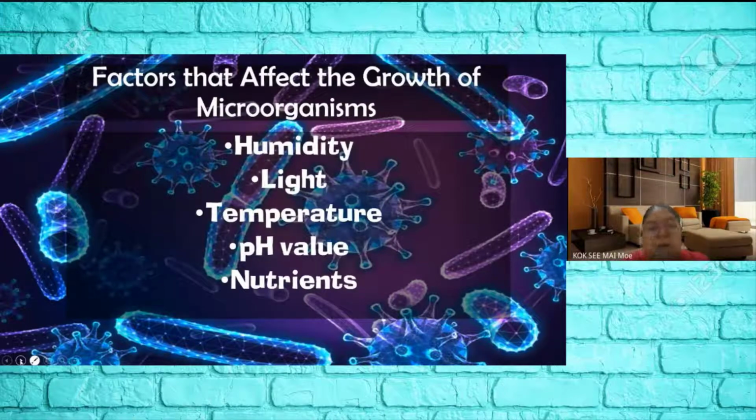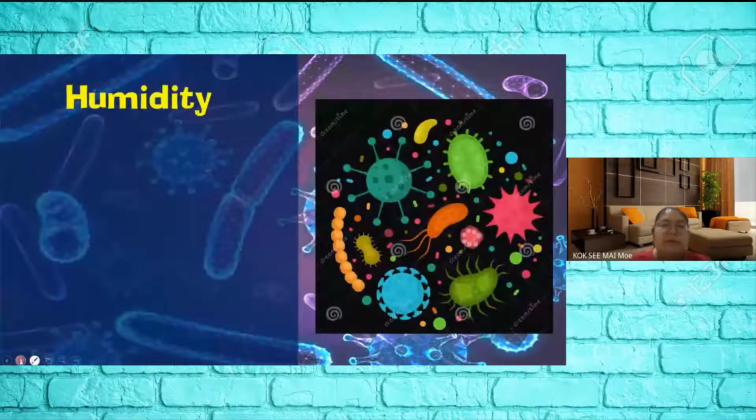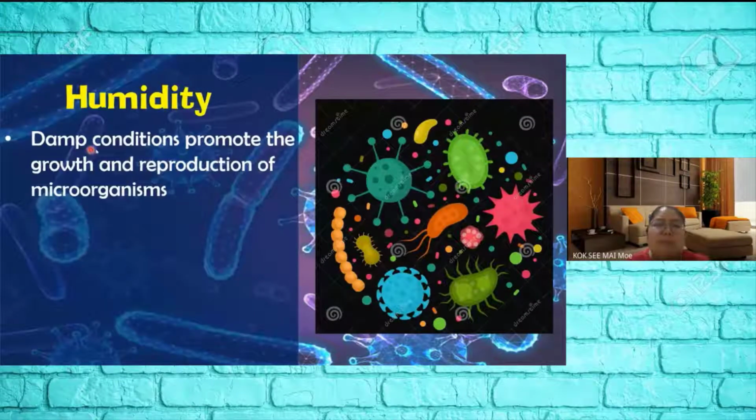Okay, so now we're going to see one by one. First one, we're going to see the humidity, damp condition. It promotes the growth and also reproduction of microorganisms. So this one they like so much. After that they can grow faster. They also reproduce some more if it is a humid area.